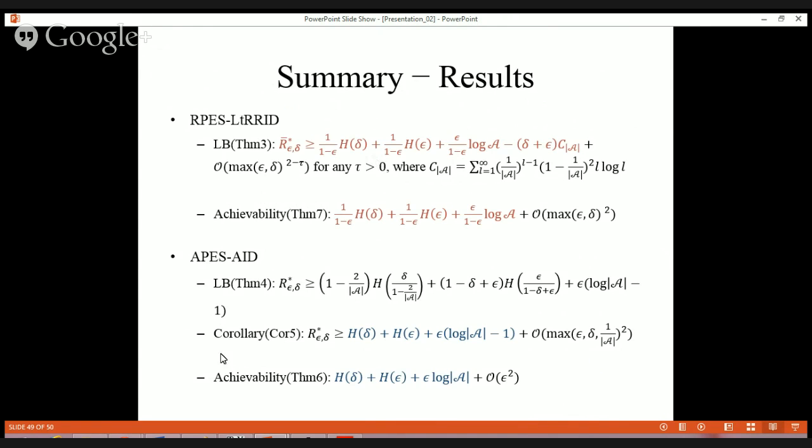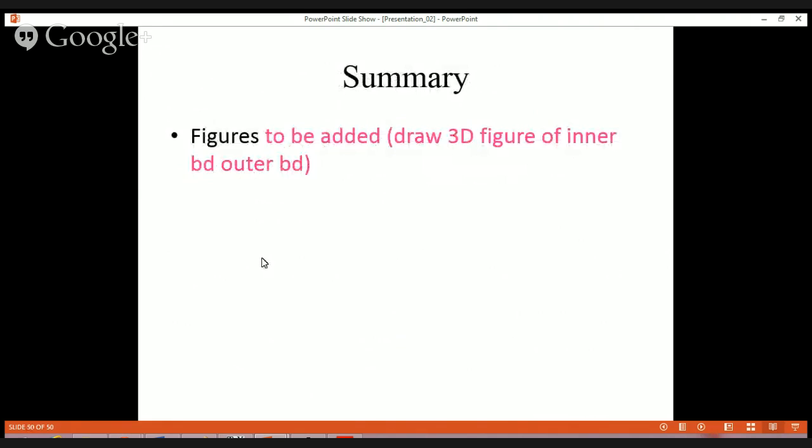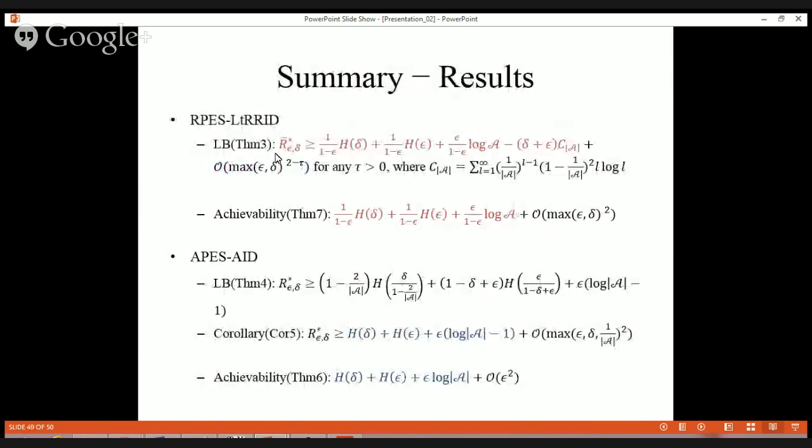So here is a summary and a comparison of the results. I'm going to draw a 3D figure of the inner bounds and outer bounds, and I will update this PowerPoint later.